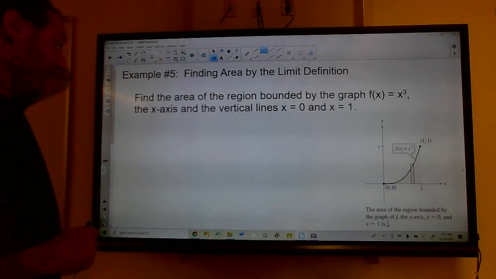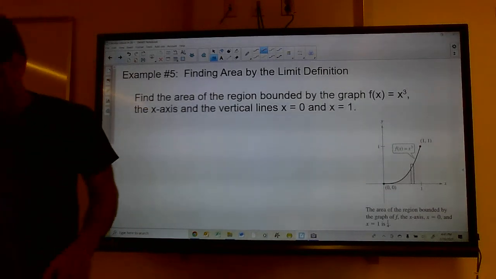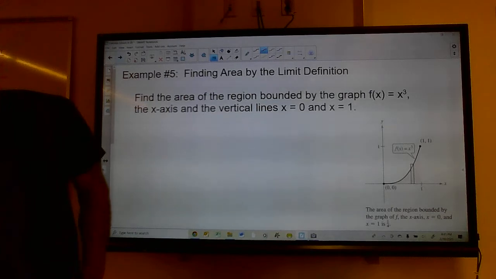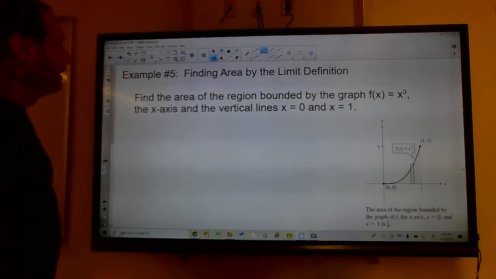All right, so finding area by the limit definition. Okay, so this is kind of tough for people sometimes. It's really not that hard, but it's really easy to get confused with. So here we go.